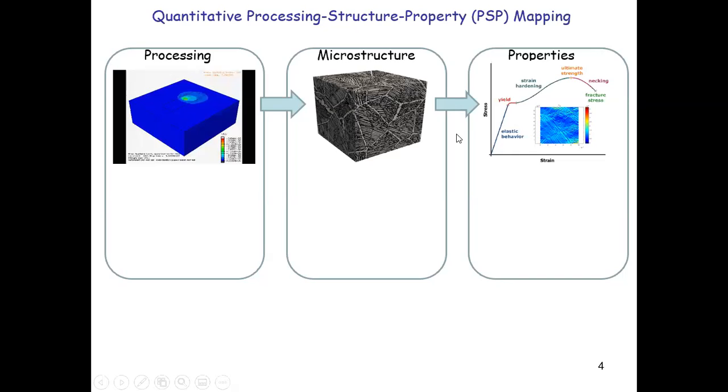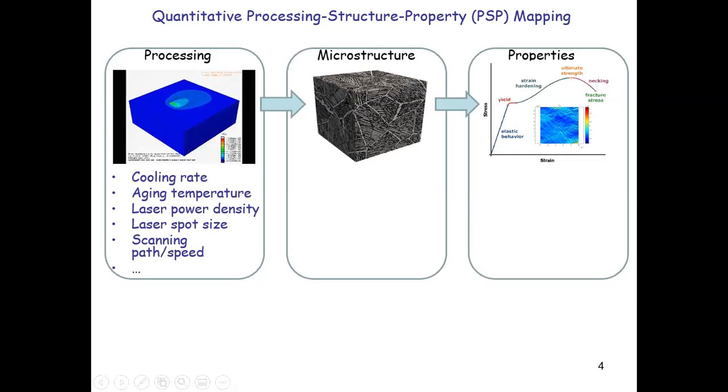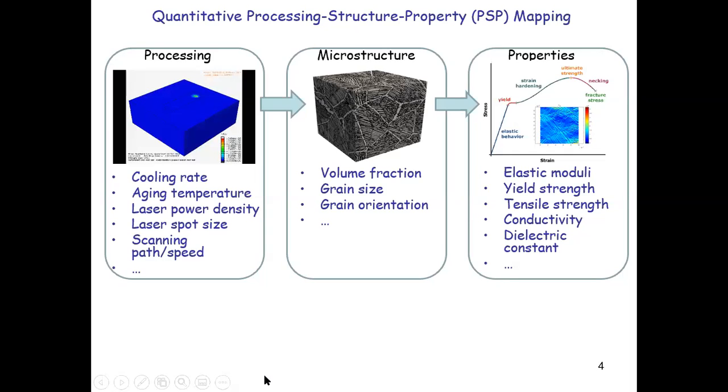Okay, so all of these are related, and the key thing that we're interested in is how this particular processing, how you heat up the material and cool it down, can affect this microstructure, right? So how the microstructure properties like the grain size, the volume, the grain orientations are related to these processing parameters, including cooling rates, aging temperature, laser power density, and spot size, etc. Okay, because these are eventually going to determine the mechanical properties of the material system. So that's basically what people are doing in modern processing.